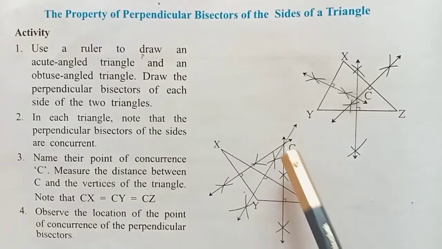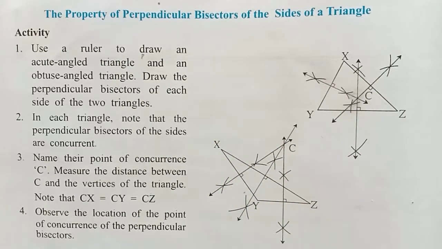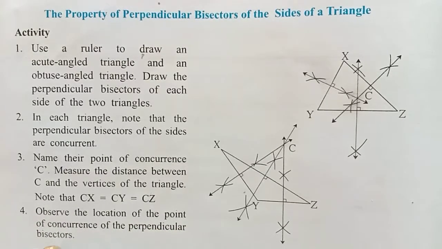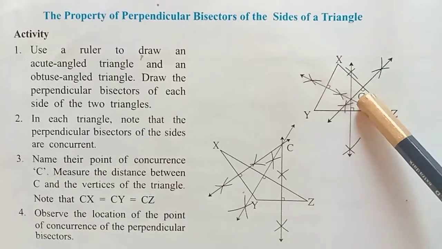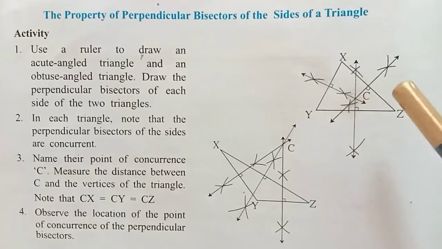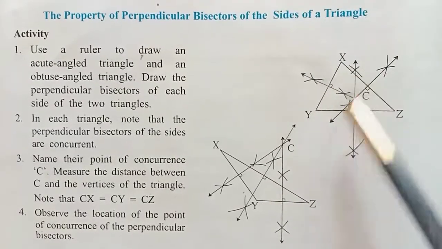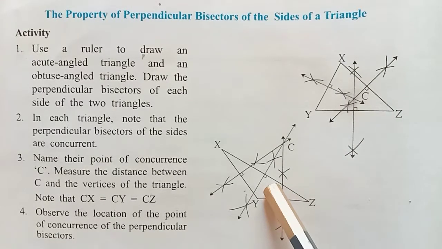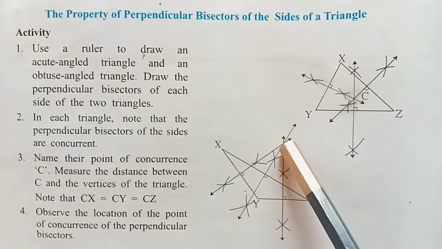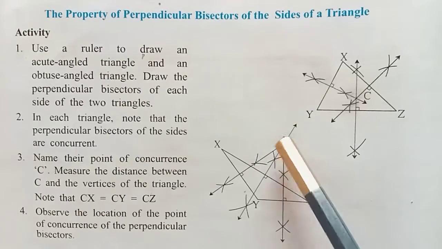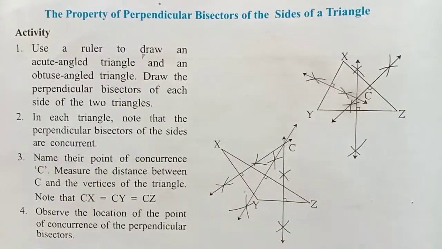Observe the location of the point of concurrency of the perpendicular bisectors. Here in the acute angle triangle, the point of concurrency is in the interior of the triangle, and in the obtuse angle triangle, the point of concurrency of the perpendicular bisectors is in the exterior of the triangle.